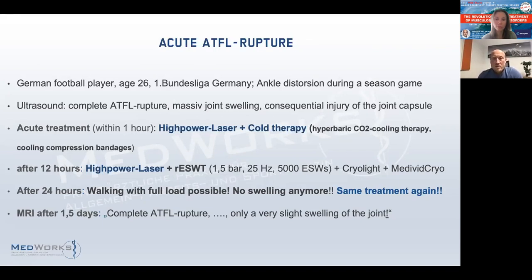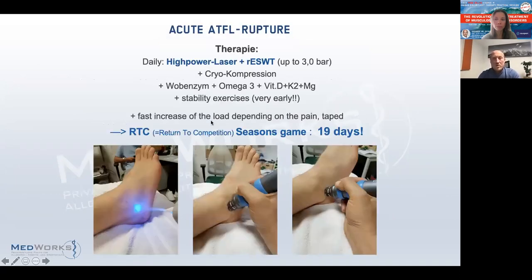And after 24 hours, it means 12 hours after the second laser and the first shockwave, he was walking with full load and without any pain. The swelling was nearly completely gone. And we had an MRI exactly 12 hours later, after 36 hours, and they said complete ATFL rupture, only a very slight swelling of the joint. So in 36 hours, even in the MRI, the swelling went away by using the laser, the cooling therapy, and shockwave.